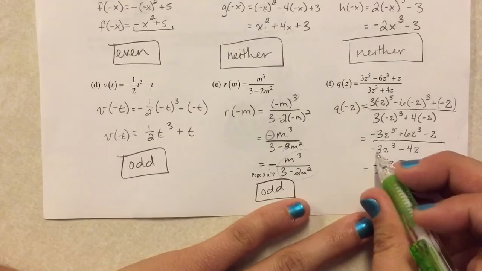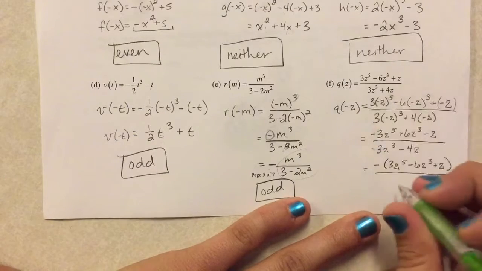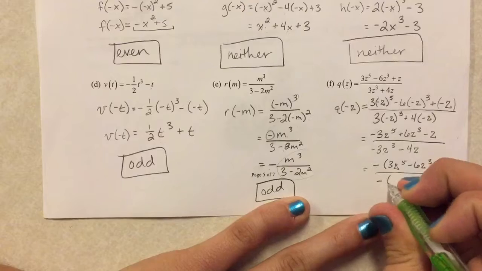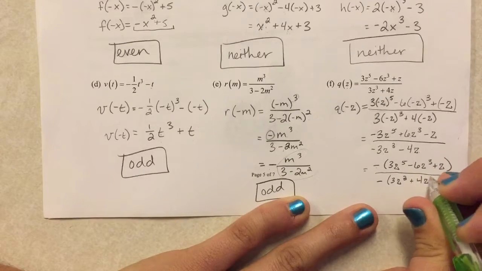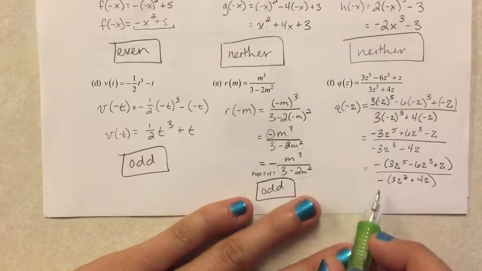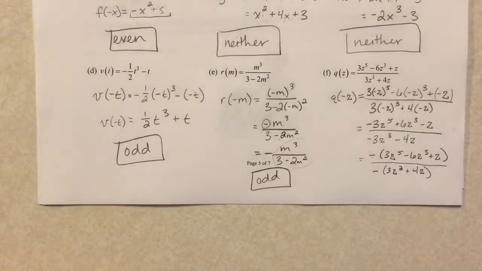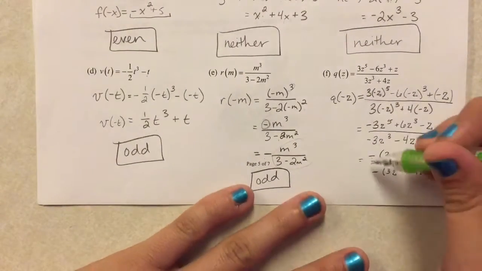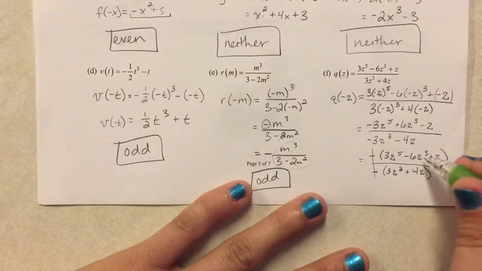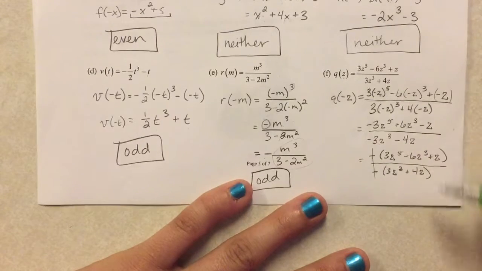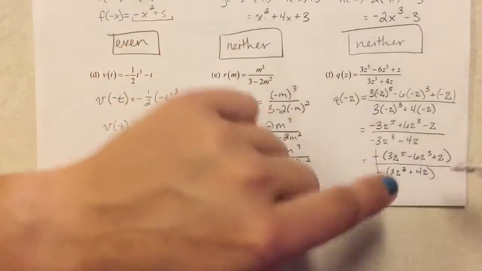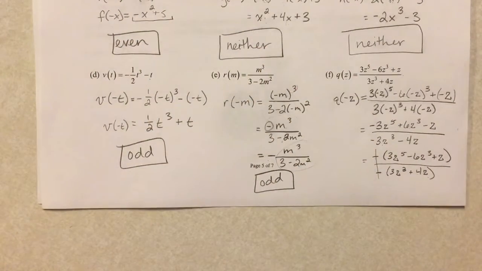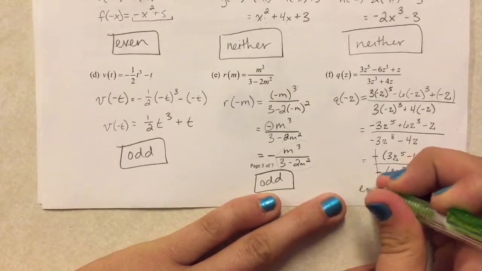And look what happens in the denominator. I have the opposite of everything on the bottom, so I have the opposite of the original bottom. Well, if I have the opposite on the top and the opposite on the bottom, a negative on the top and a negative on the bottom will cancel. So that means I have the original top and the original bottom left, which means that my equation is exactly the same as it was before I plugged in negative z, which makes this equation even.